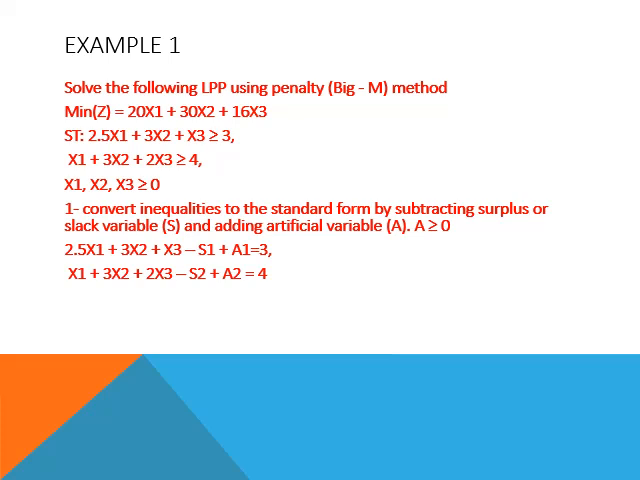3 and 4 are constants. 2.5, 3, 1, 1, negative 1 and 1, these are the coefficients of variables of constraint 1. Then 1, 3, 2, negative 1, positive 1 are the coefficients of the second constraint, equal to 4 is the constant here.